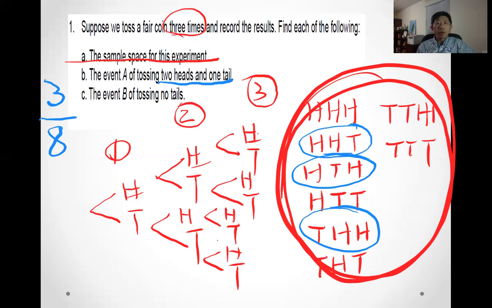So the event of 2 heads is the event of this: head, head, tail. This is called an event, not a probability. The probability gives you a number, all right? It gives you a number.